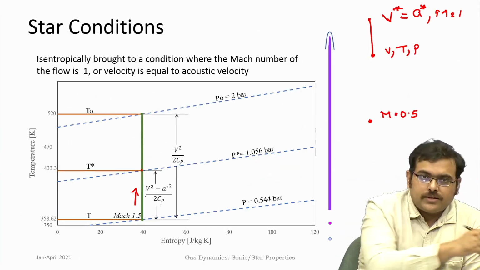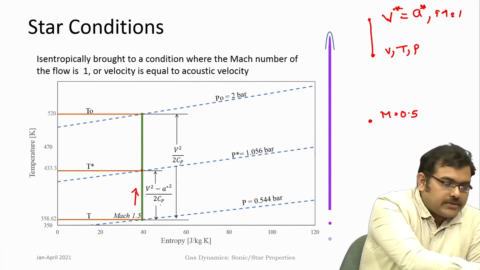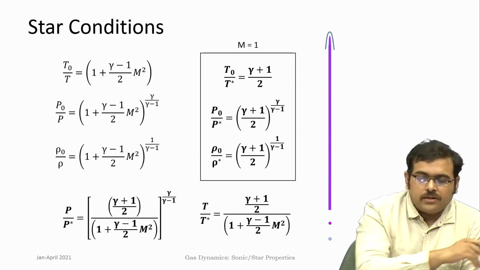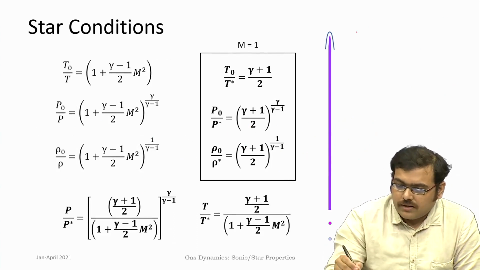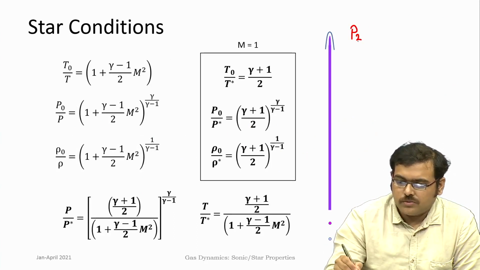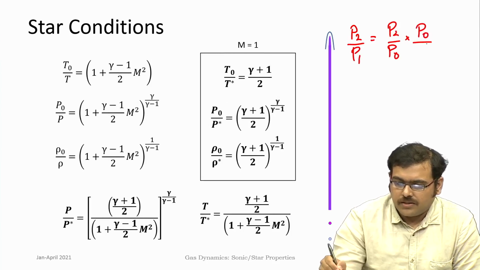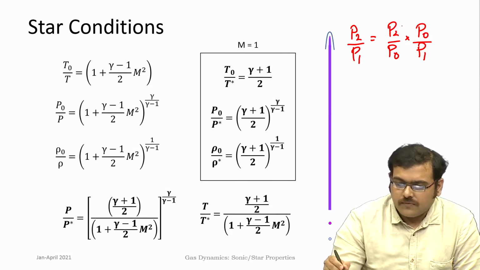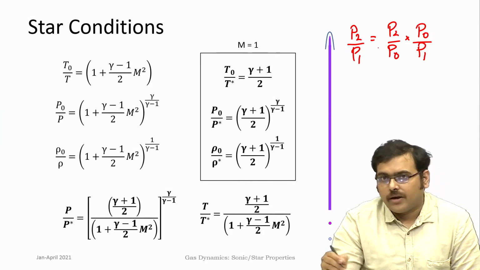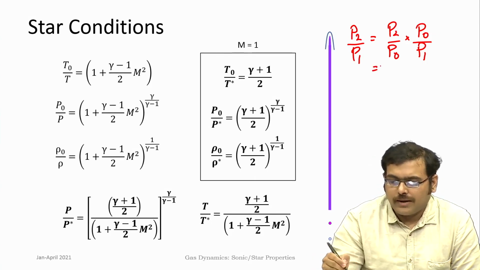So according to the TS diagram over here, it is on the same line. Stagnation temperature and pressure for an isentropic process will remain the same. So if one has to look at, say, P2 by P1 in an isentropic process, this can be written as P2 by P0 by P1. What we are looking for really is that point where the flow goes to Mach number 1.